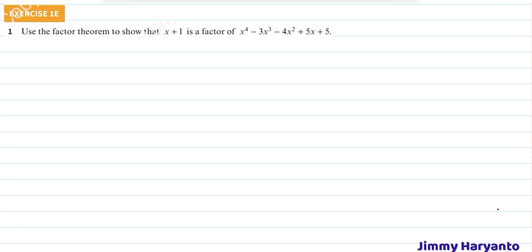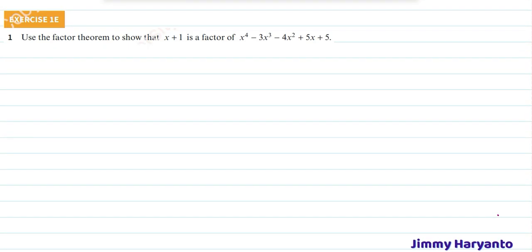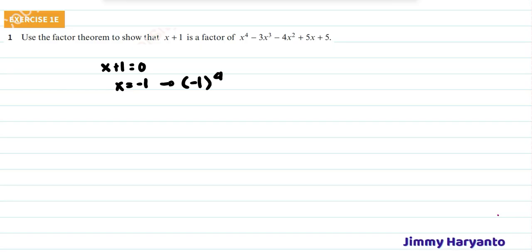Okay guys, this is the solution of your homework. First is use factor theorem to show that x plus 1 is a factor. Because you already read factors, that means you have to use the factor theorem. Factor theorem says you have to find the value of x from the divisor, x equals -1, and then input it into the polynomial. If the answer is 0, that means x plus 1 is a factor.